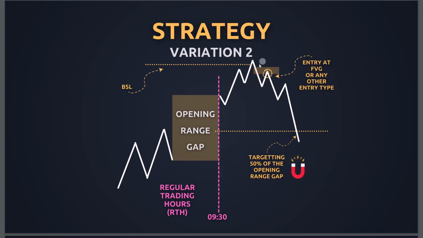So I could enter here targeting this, and this would be a fair value gap. We know that fair value gaps are internal liquidity. So this is actually a liquidity level that I can target. So this is the variation 2. But as I said, we're going to be putting all of the focus into variation 1 because in my opinion, it's easier to spot. This one is not easy to spot. The variation 1 is much easier to spot, and it's also a high probability one.